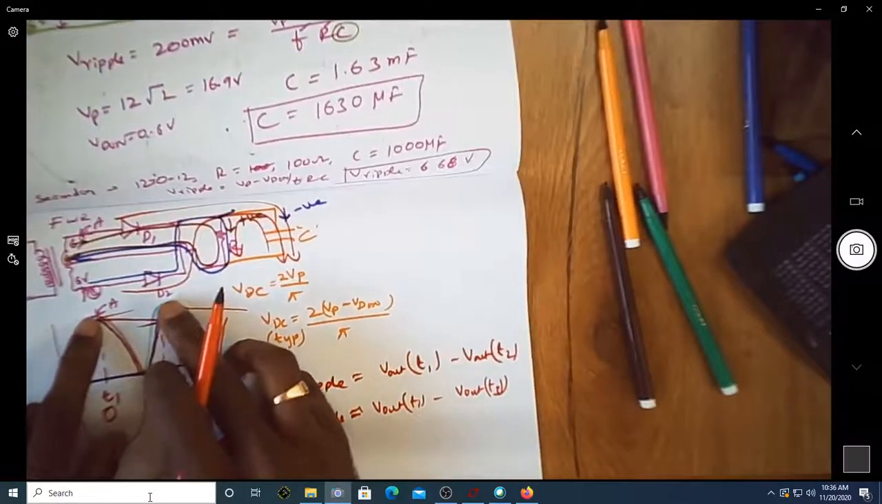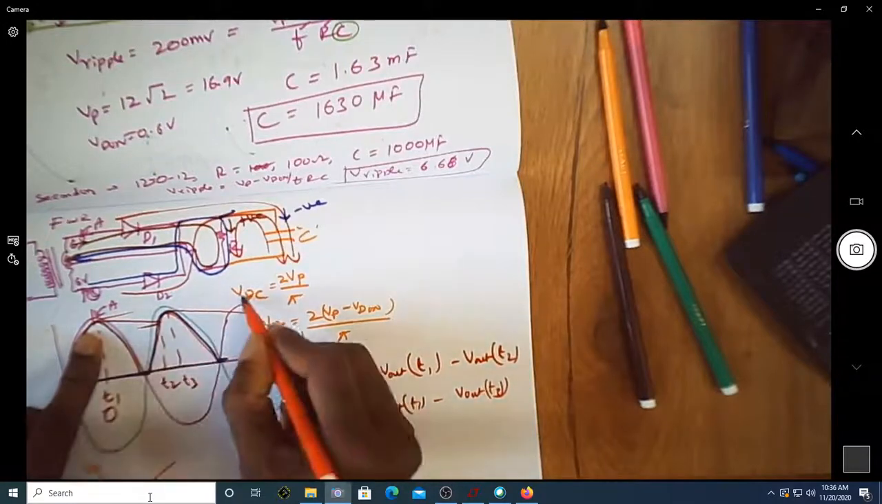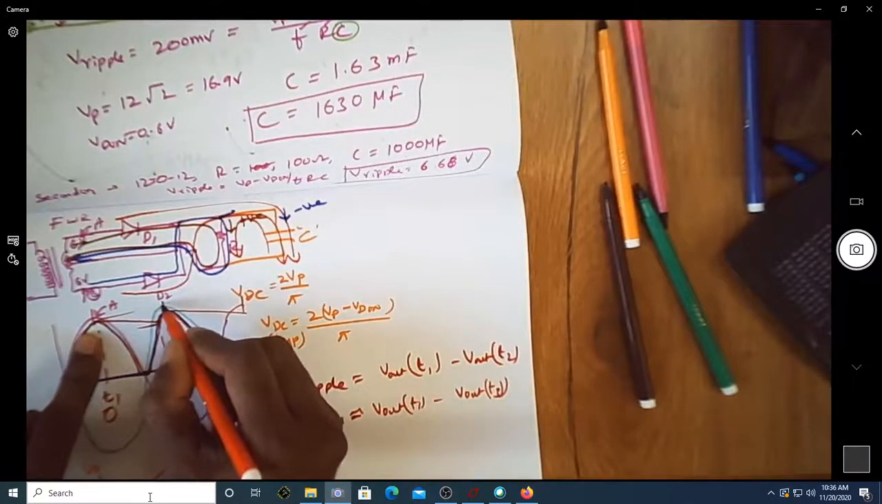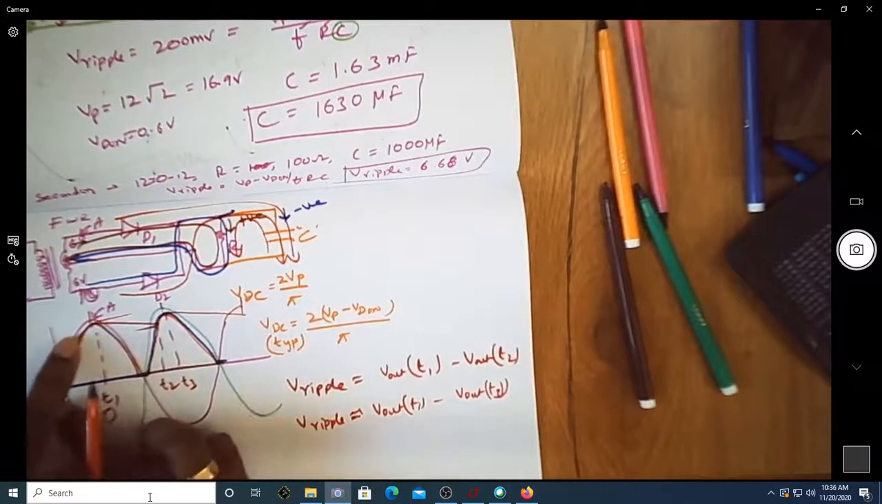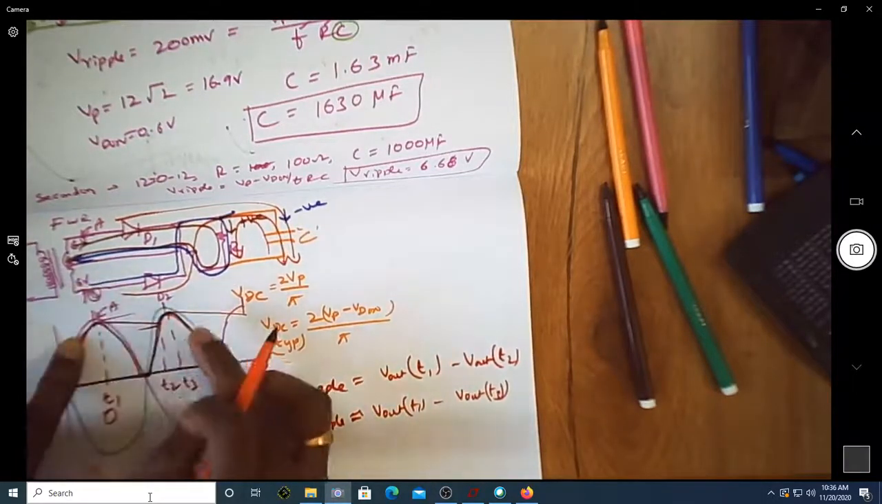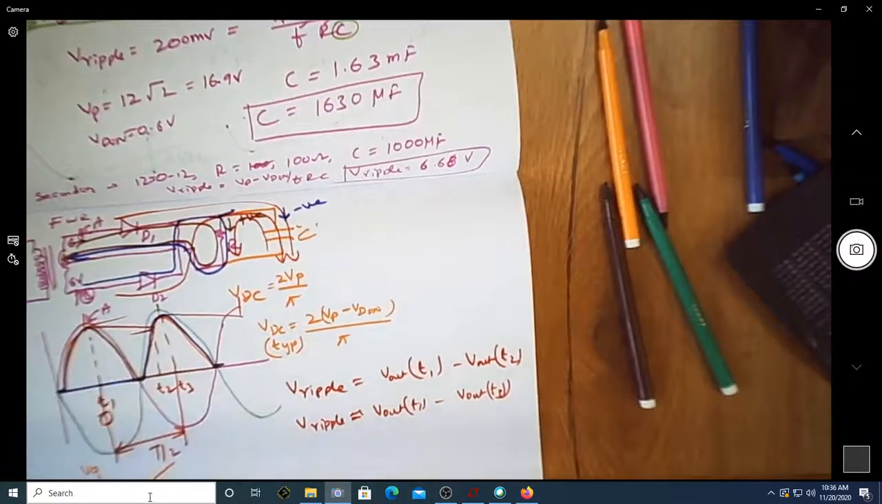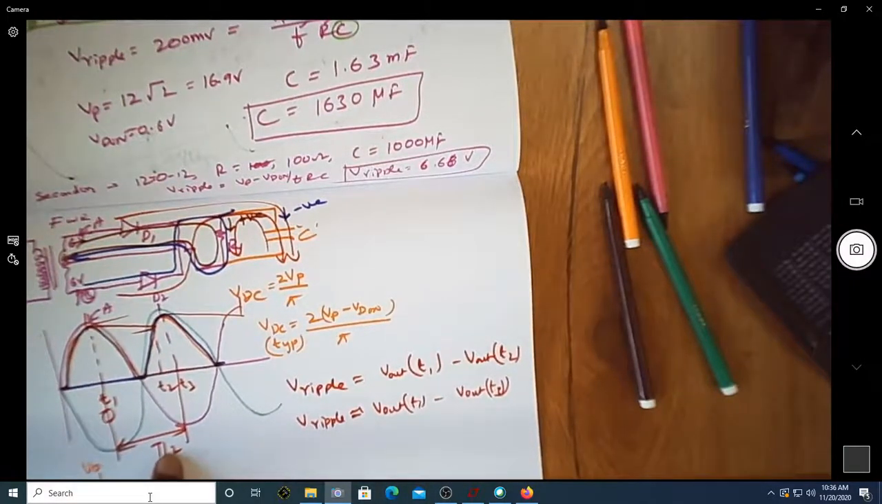But here, this is the first peak, this is the second peak. Whatever peak that you are getting here is actually the peak of the negative, the inverted waveform here. So typically speaking, the separation between T1 and T3 is actually T by 2, half of T. It is half of T.